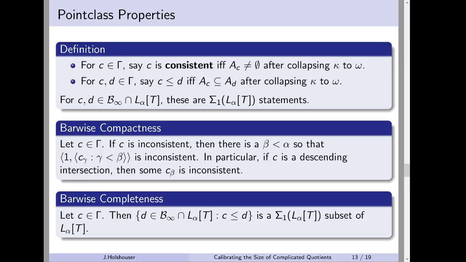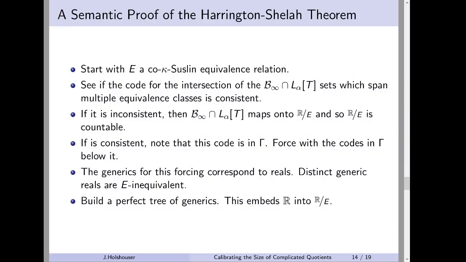All right, and then this is bar-wise completeness. Fixing something in gamma and looking at everything bigger than it is a relatively simple statement. So these are some of the tools you can use with this point class. Okay. So we were able to produce a semantic proof of Harrington-Shelah that mirrors the original proof of Silver's theorem, if you're familiar with it.